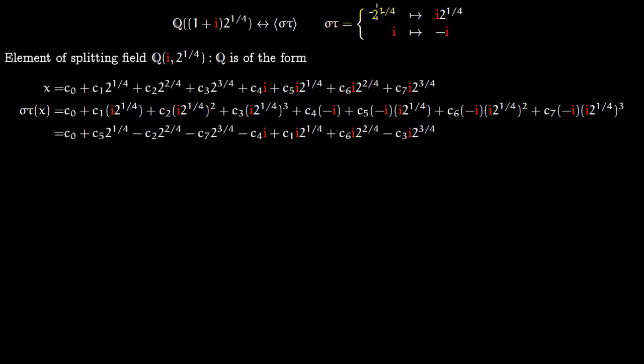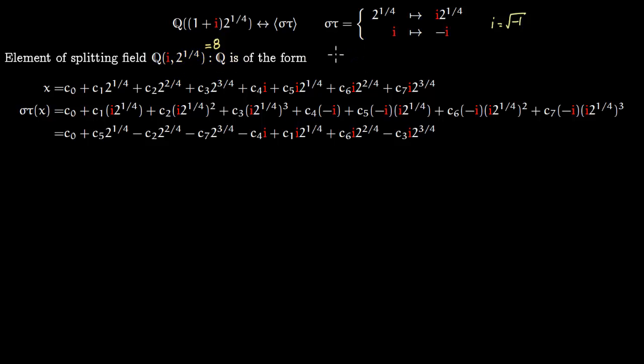So recall what sigma tau does. Sigma tau sends this 2^(1/4) to i·2^(1/4), where i is this complex number, and then i to minus i. Again, recall this i is nothing but the square root of minus 1. So we want to now talk about the elements of the splitting field over the rationals. This has degree 8, but it is generated by two elements, this complex number i and 2^(1/4).